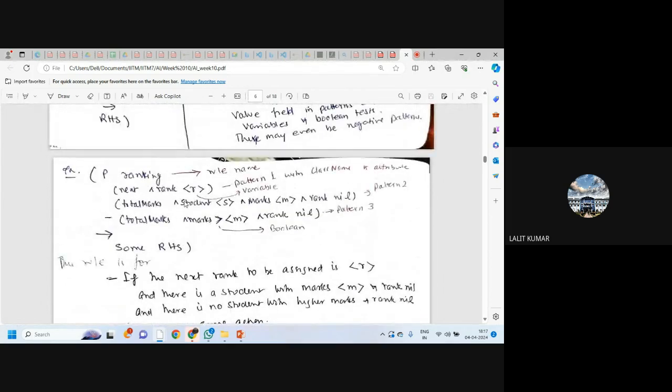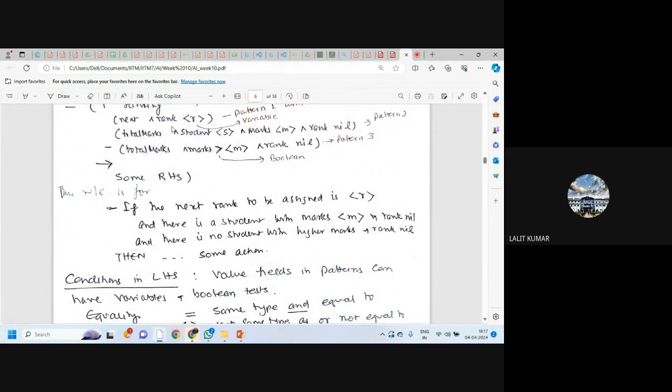So we can see that in this rule which has been written, if the next rank to be assigned is R, the second pattern is that if there is a student with marks m and rank nil, so total marks student this, and the third is negative, there is no student with higher marks and rank nil, then take some action.